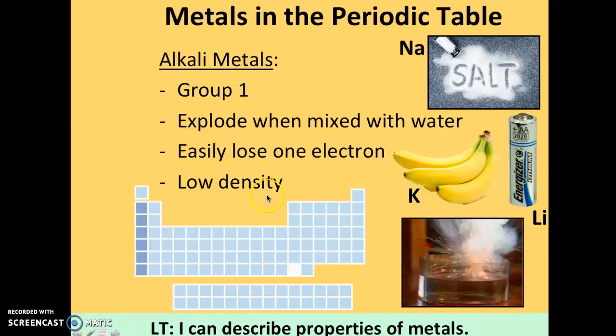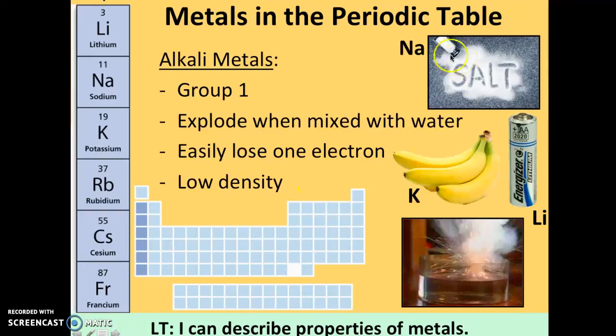They have low densities. So these are sodium, lithium, you might think of batteries. Potassium, which is K, you might think of bananas, right? If you have a leg cramp, bananas are going to be helpful to gain that potassium back. And again, just this picture showing that they explode when mixed with water. And notice that this is our first group, our first family, but hydrogen is not in this. So hydrogen is not an alkali metal.